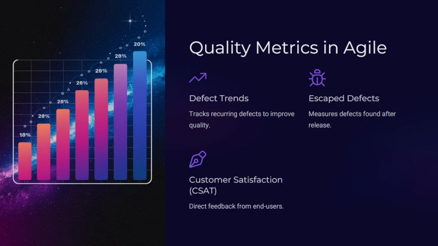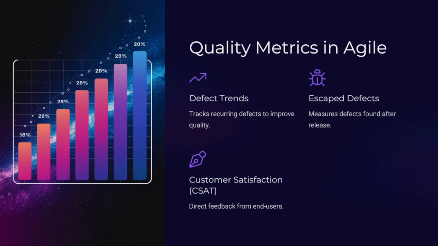Now let's look at the quality metrics, how you track quality. Over the last session and the beginning of this session, we looked at how to measure team performance and agile performance in terms of the project. Now let's look into how to measure quality within your agile project. Quality metrics are essential for maintaining high standards in agile projects.